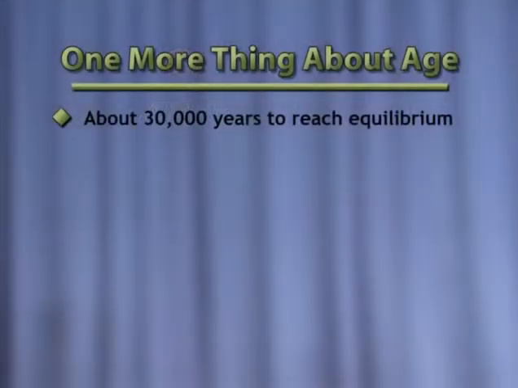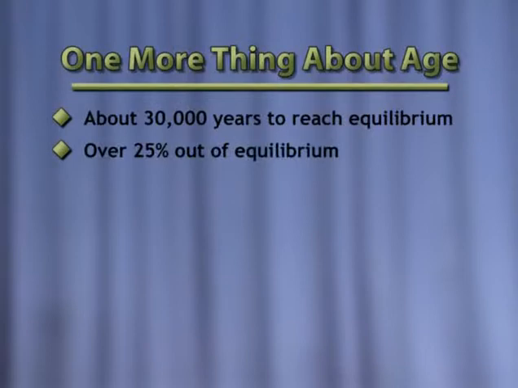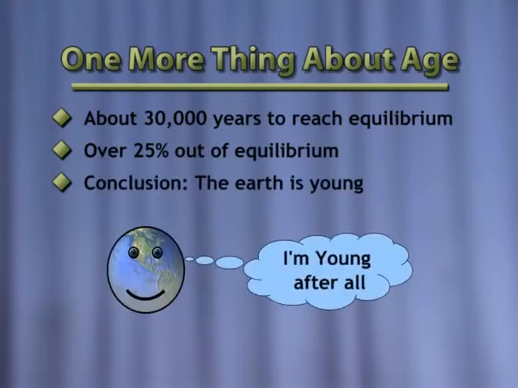And one more thing about age. We stated earlier that if we started with no carbon-14 in the atmosphere, it would take about 30,000 years to build up to this equilibrium. And what we've also noticed is that we are over 25% out of equilibrium. Now, if it only takes 30,000 years to build up to equilibrium, and we're still not in equilibrium, what might that suggest? Well, it might just suggest that this earth is not that old. You see, when we learn our real science, and not just accept evolution as true, but we go in and study the science, we find it does support the biblical model of a young earth.